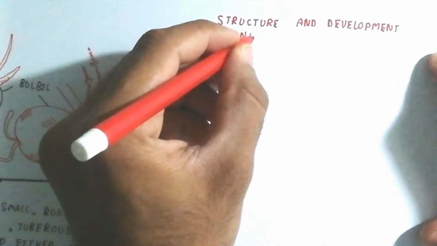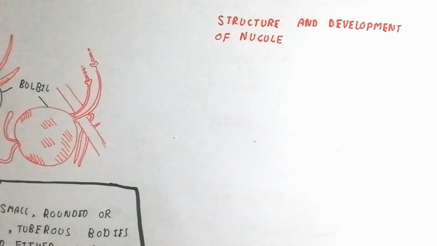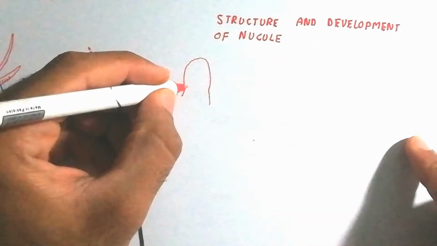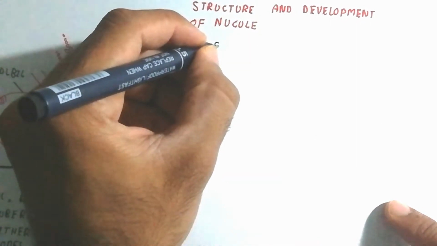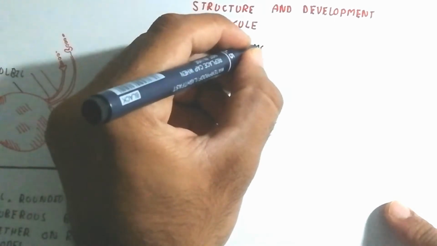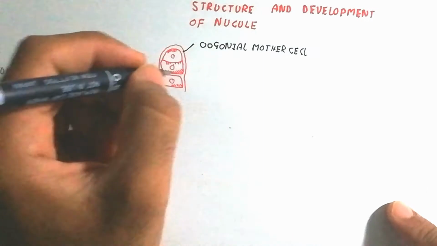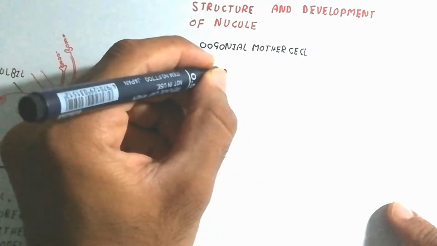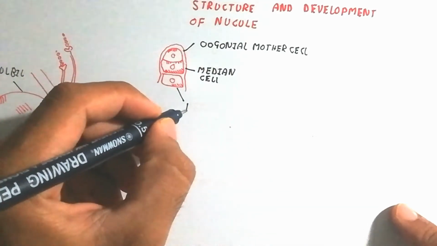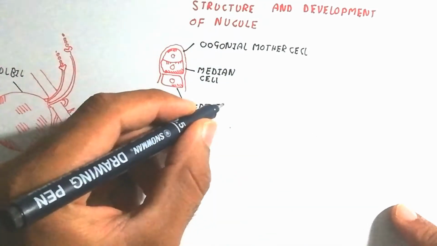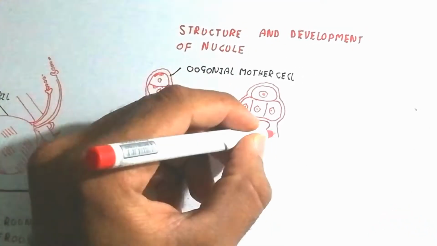So here is the structure and development of the nucule. We will talk about the female fructification, which is the oogonial. There is the oogonial mother cell, the upper part, at the initial stage of development of the nucule. Here is the basal cell, shown in the figure, and here is the mother cell, the upper part, and here is the pedicel cell, which is the attachment cell.